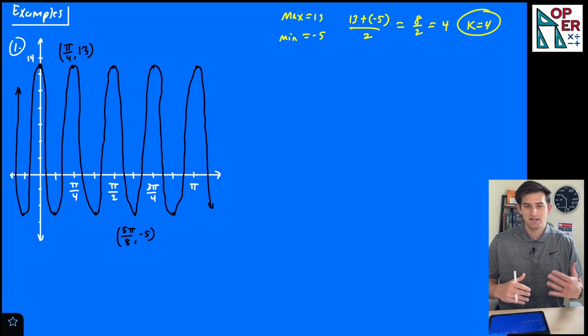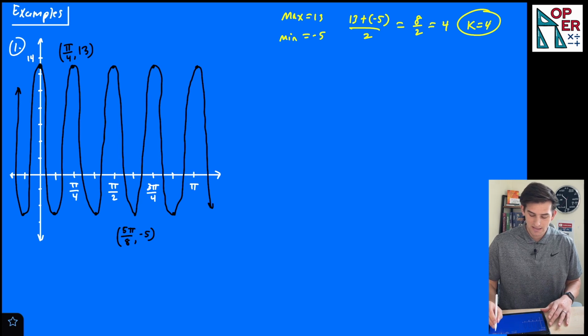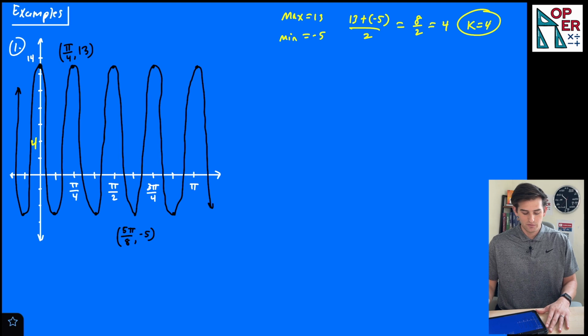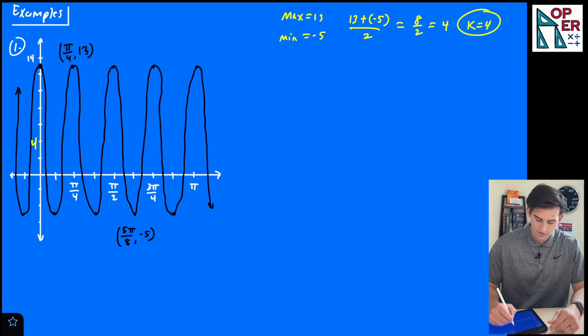Now let's think about whether this represents a sine or a cosine function. If this represents a sine function, then when K is equal to 4, our point should be on the y-axis at 4. Well, it's not. It is still up at 13. So we know this is a cosine function, and we're going to be using cosine.